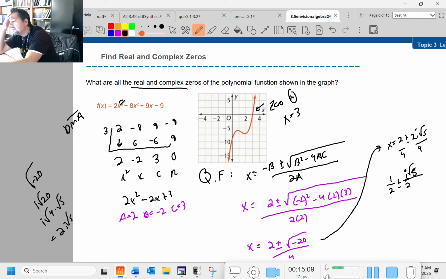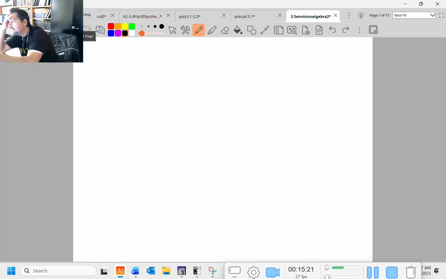So pay attention to this one. This had 3 answers. It's the fundamental theorem of algebra. We had that one from the graph, and there's 1, 2 answers there. Easy peasy lemon squeezy. Don't know why that empty page is there.